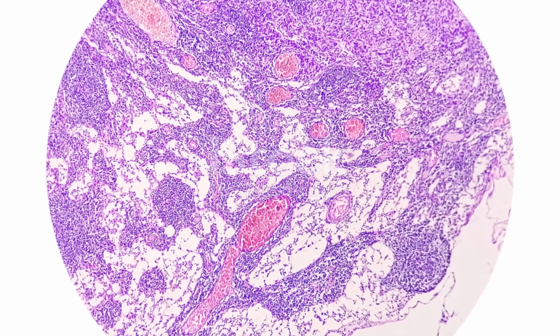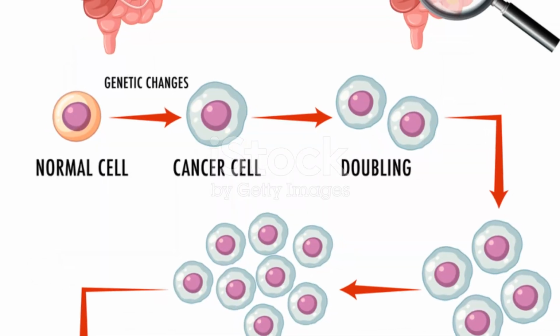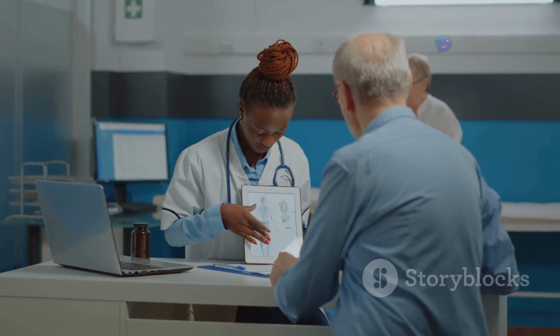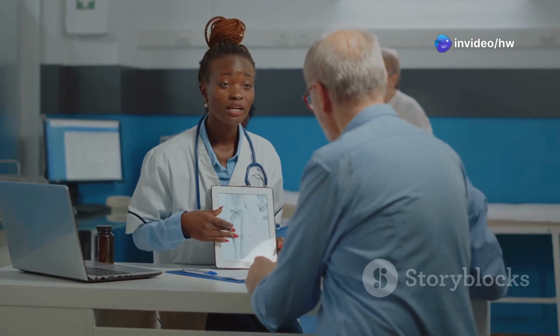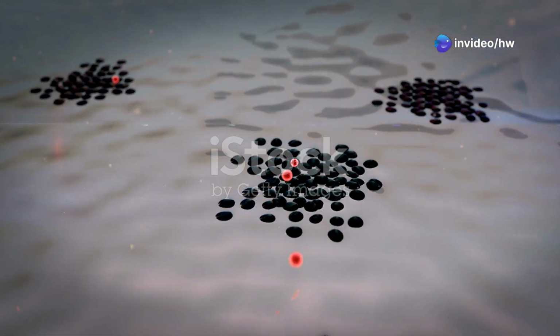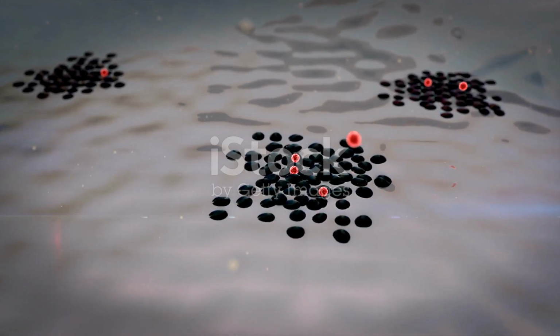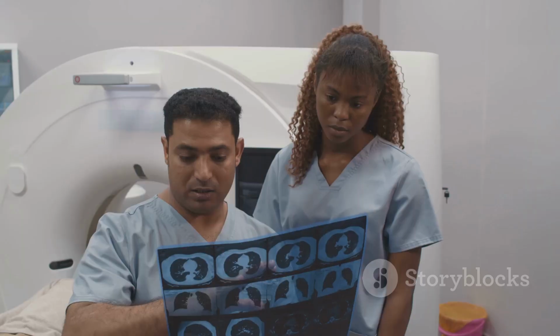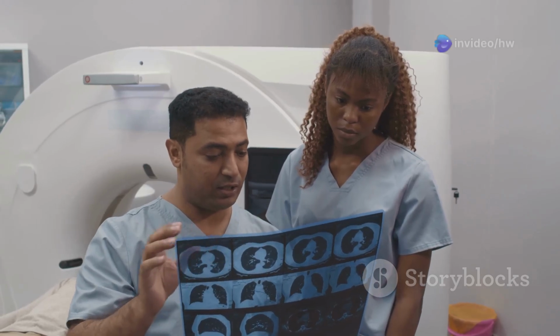Ampullary cancers are categorized into two main types based on their cell origin. Understanding these types helps determine the most effective treatment approach. The first type is intestinal-type ampullary cancer, arising from cells resembling those lining the intestines. These cancers often grow slowly and are less aggressive. They are more likely to be diagnosed at an early stage.